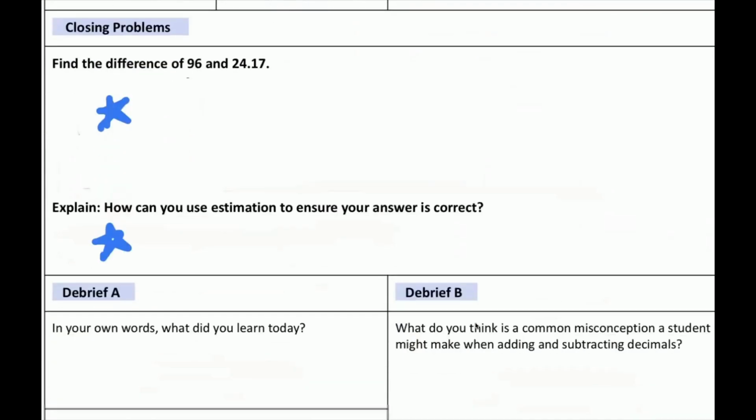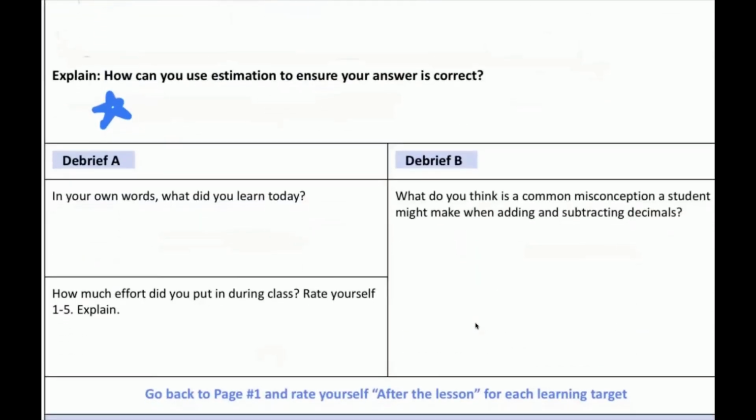And then lastly, make sure to complete our debrief questions. In your own words, what did you learn today? How much effort did you put in during class? Rate yourself 1 through 5. 1 is the lowest, 5 is the highest. And what do you think is a common misconception a student might make when adding and subtracting decimals?